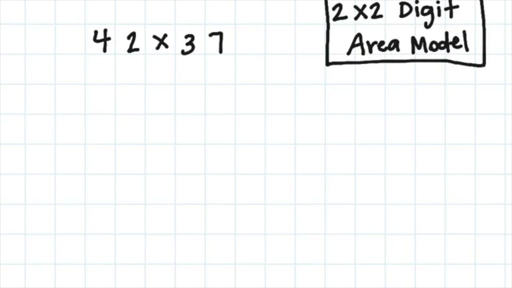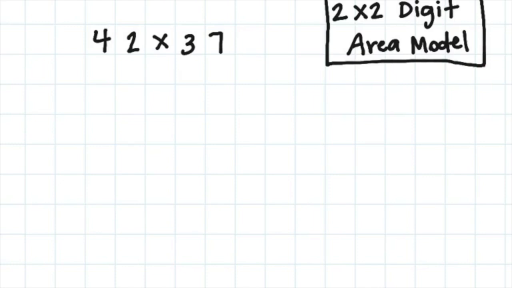So this is a really great strategy because it forces students to think about their understanding of place value. You know, in the traditional algorithm, we line the numbers up, we multiply each of the digits as their face value. For example, 2 times 7 and 4 times 7, and then 2 times 3 and 4 times 3. However, in the area model, the students are going to think about the number's true value.